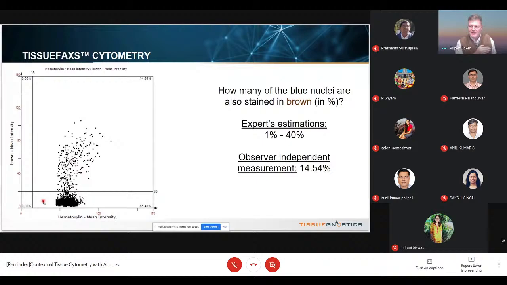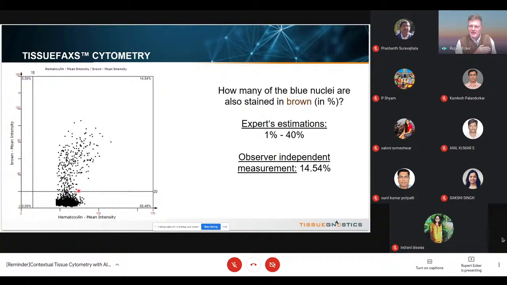Where on the x-axis we show the mean intensity of the blue staining, and on the y-axis the mean intensity of the brown staining, so Ki67. This line here is famous in flow cytometry, it's called the cutoff, and it determines the level of specificity in our staining. Only cells with a staining intensity greater than the cutoff, in this case 20, will be referred to as positive. So we see here our positive population, and below the cutoff, our negative cells.